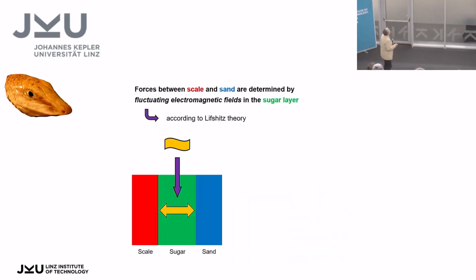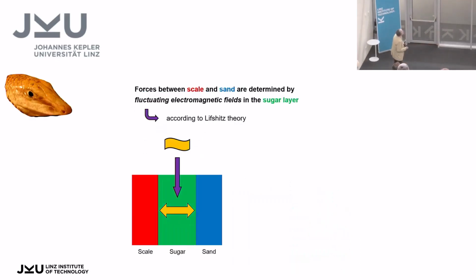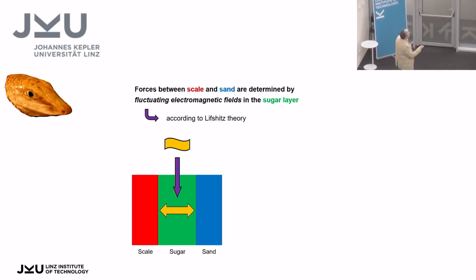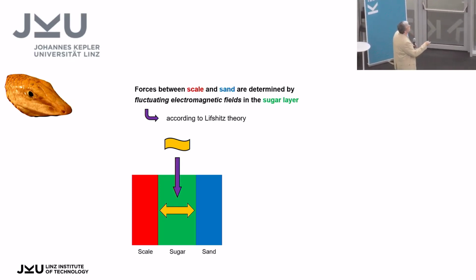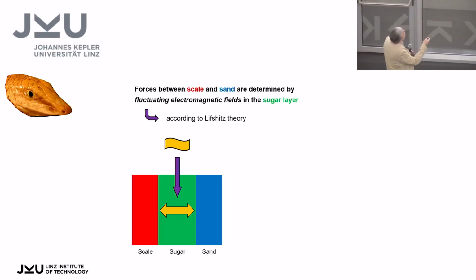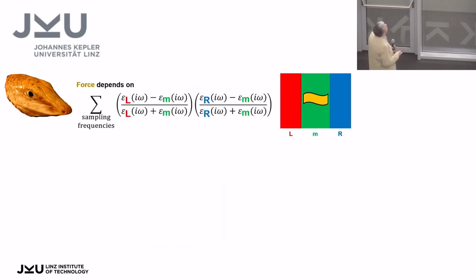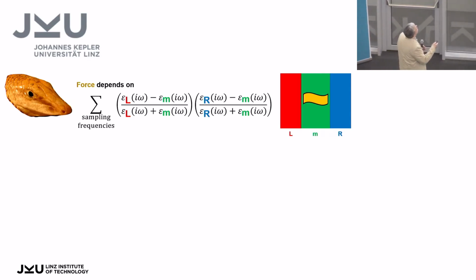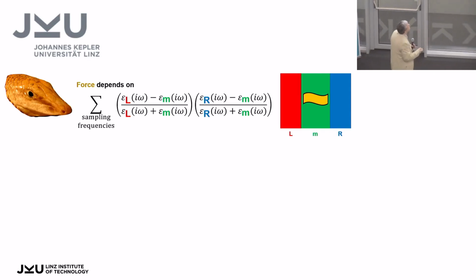Okay, but let's go back to the lizard first. What is actually determining the force? So one important point here is that we have three different materials here: scale, sugar, sand. And the forces between the scale and the sand are influenced by fluctuating electromagnetic fields in the sugar layer. We heard already in the first talk about the electromagnetic radiation. So don't worry, I will explain to you what this formula means, because this is how we compute the force. So what we have to do is we need this epsilon as a function of omega.